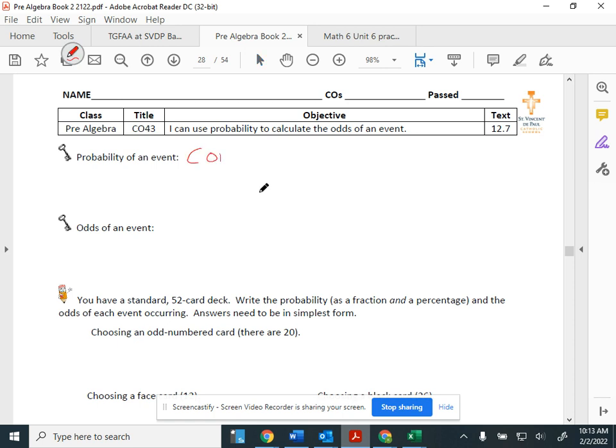It compares successful outcomes to total outcomes. This is a fraction. When you are comparing successful outcomes to total outcomes, you're putting that fraction bar in between there.